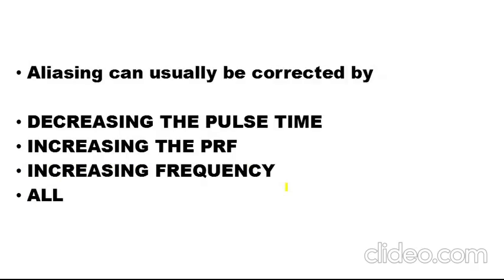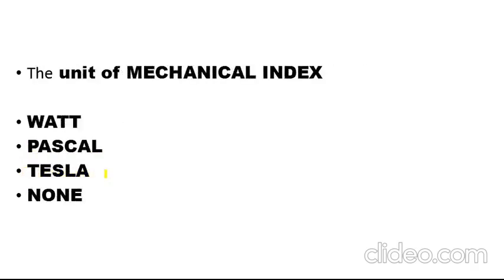So we have next MCQ. Aliasing can usually be corrected by decreasing the pulse time, increasing the PRF, increasing the frequency, or D all. So the correct answer is increasing the pulse repetition frequency. Aliasing artifact can be corrected. Option B. So we have next MCQ. Another name of ghosting artifact is aliasing, twinkling, flash, or clutter. So the correct answer is flash.